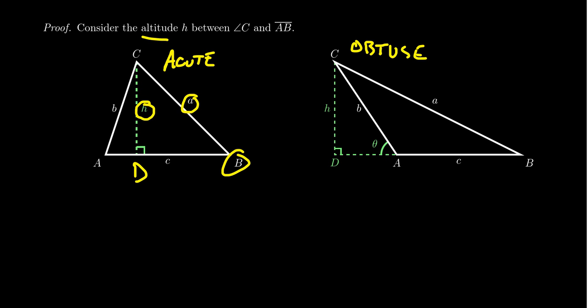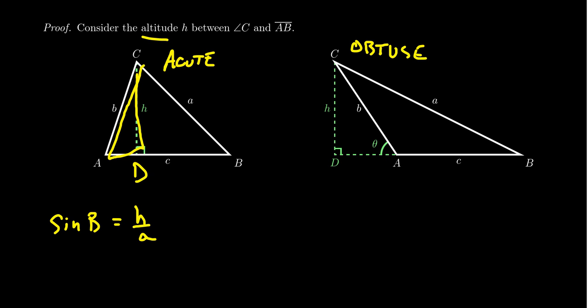H is the opposite side, A would be the hypotenuse for that right triangle. We would have the sine ratio: sine of B is equal to opposite over hypotenuse, H over A. Now let's focus on the right triangle ACD with respect to angle A. H would be the opposite side, B would be the hypotenuse this time, and so we end up with sine of A is equal to H over B, like so.